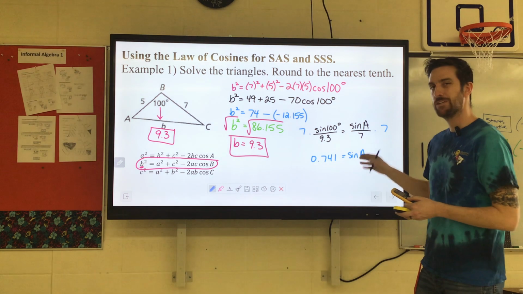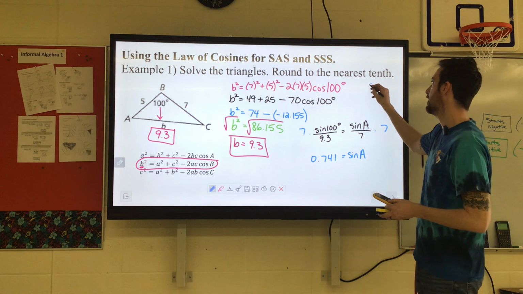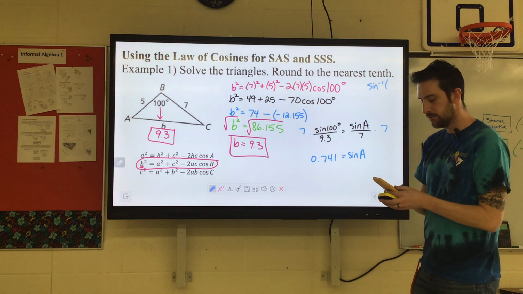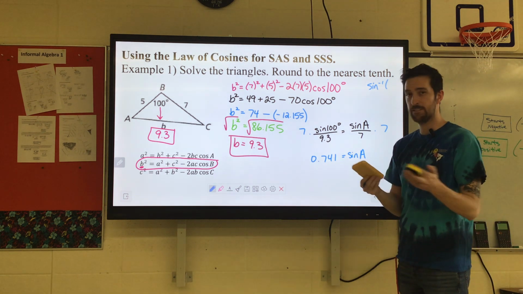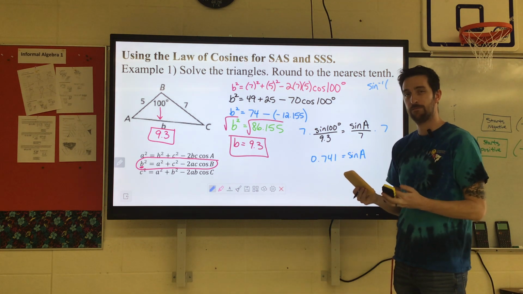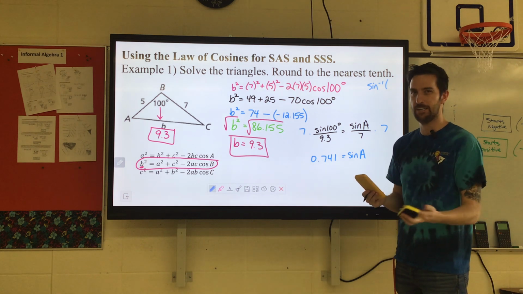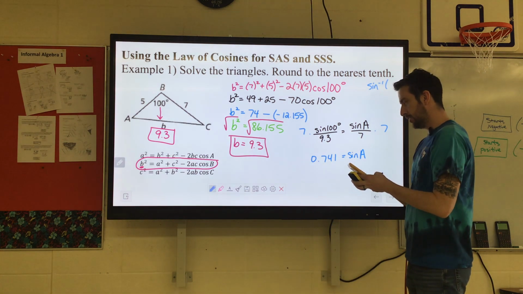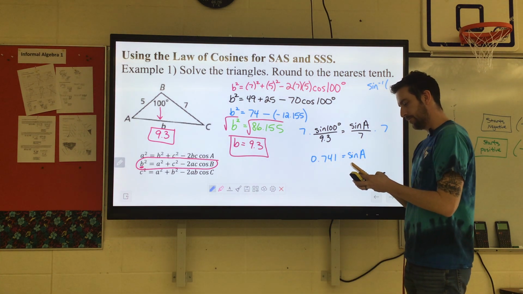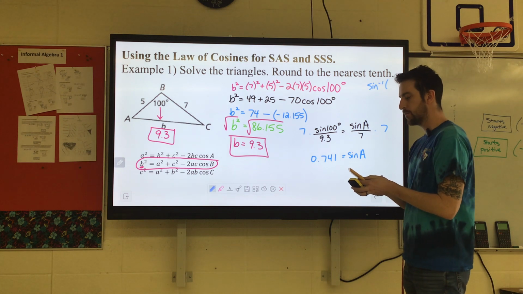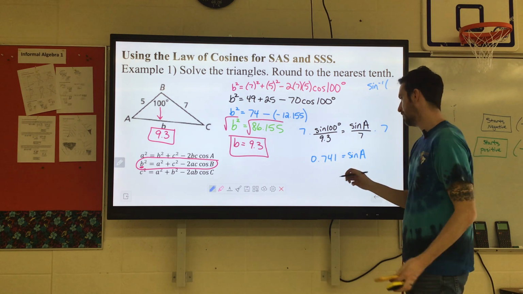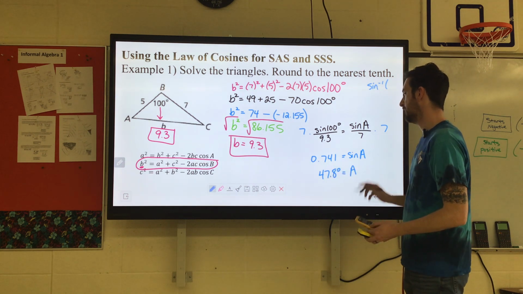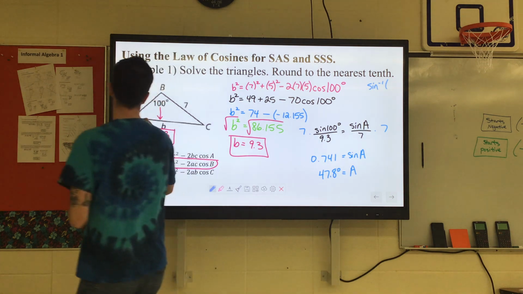Now, remember when we're looking for the angle, we have to hit that sine inverse button. It looks like that on most calculators. It's in the same spot as my sine button, but sometimes you might have to hit the shift key or the second key or scroll down a little further. So 0.741 comes out to 47.8-ish degrees. 47.8 degrees. That's angle A.